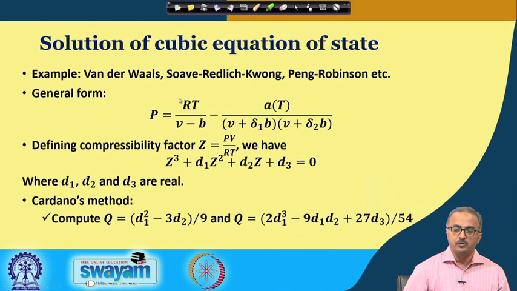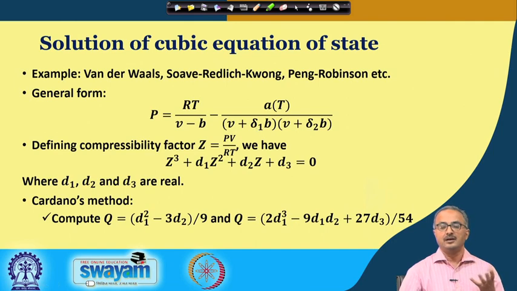Okay, and these are the general form of any cubic equation of state, and what will be differing is the value of delta 1, delta 2, A and B. This B, delta 1, delta 2 will be changing, and this A value will be changing for the various equations of state. So without bothering about what exact form of A, B, delta 1, delta 2 are, we can still evolve some general method of solution for this equation of state.